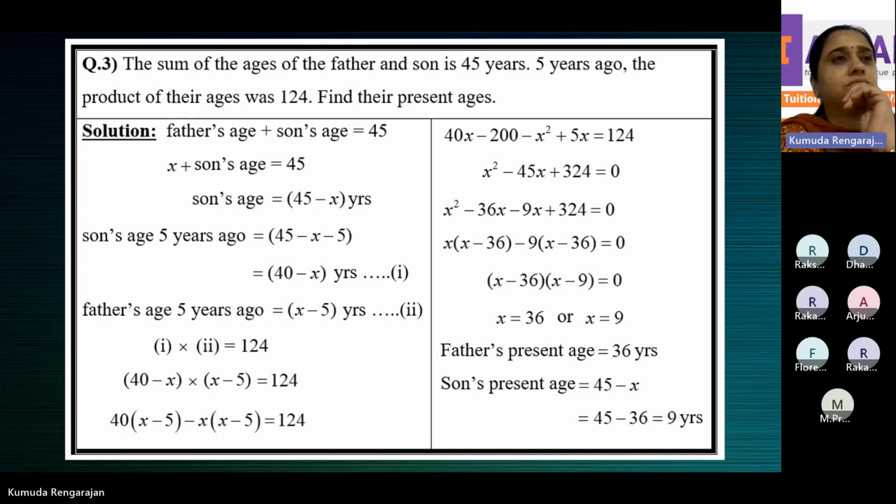Louder. That's on the son's age, father's age. We have assumed x is the father's age.